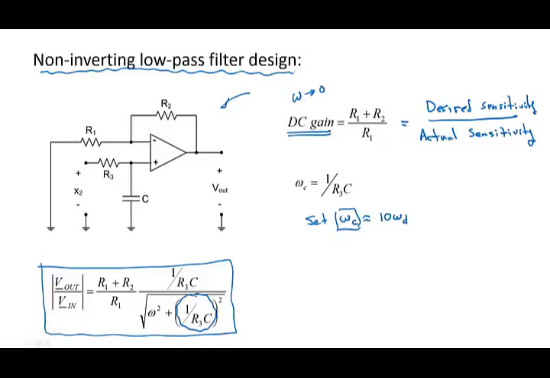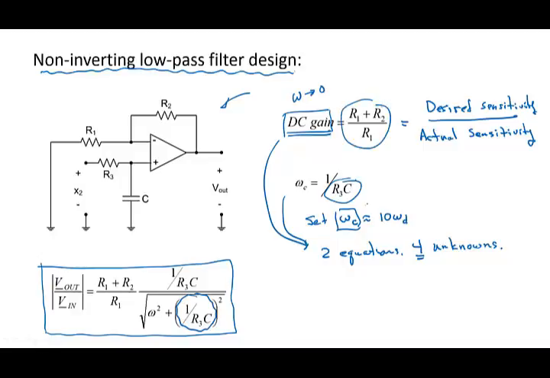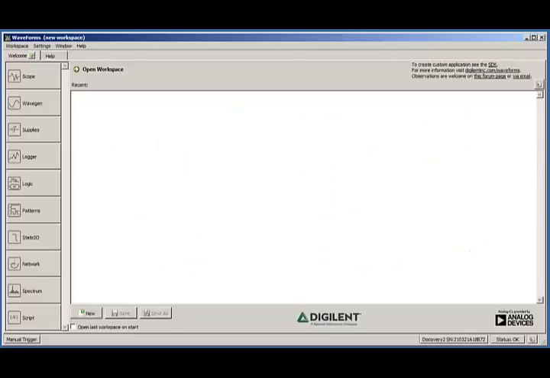So we know what we want omega sub c to be. We know what we want this number to be. These correspond to two equations with 4 unknowns. So we'll have to arbitrarily pick a couple of values. We'll have to pick either R3 or C for this equation, and we'll have to pick either R1 or R2 for this equation, and then solve for the parameter that we want. I've designed my filter to have a DC gain of about 10 and a corner frequency of about 7 Hertz.